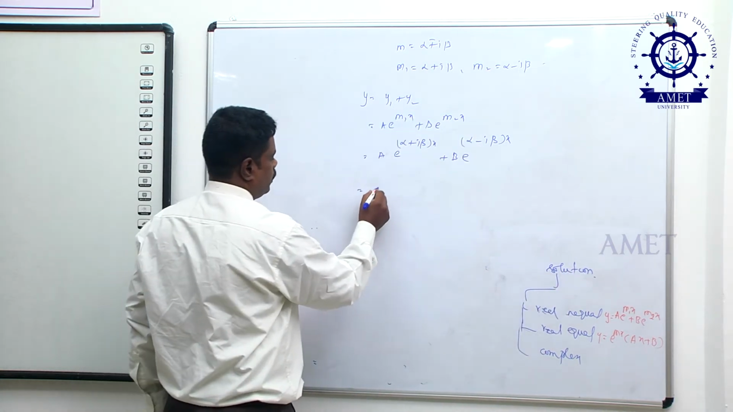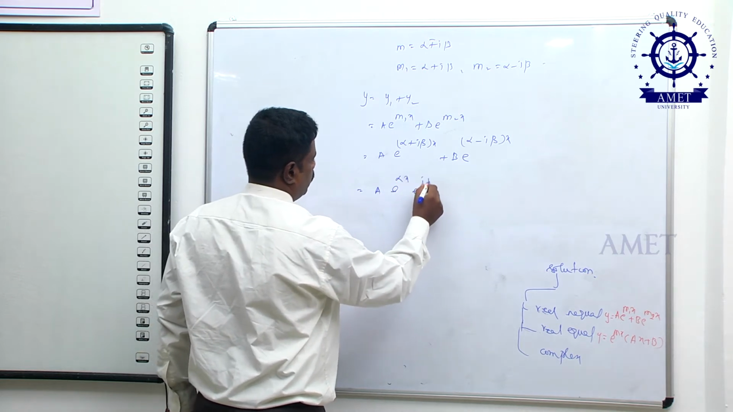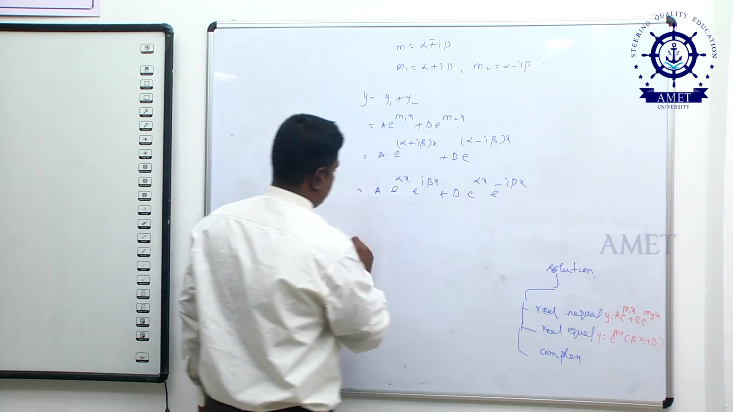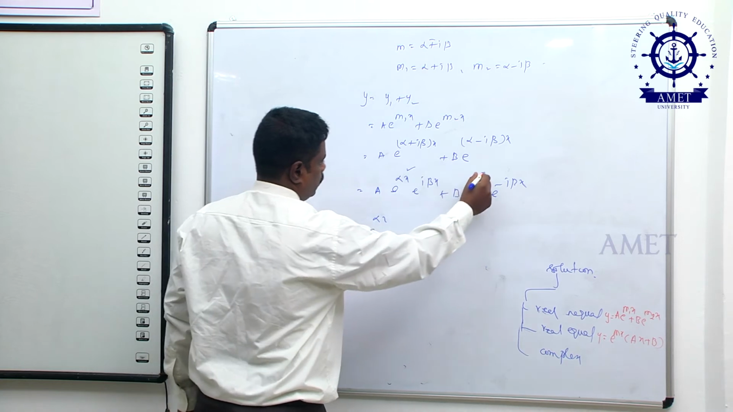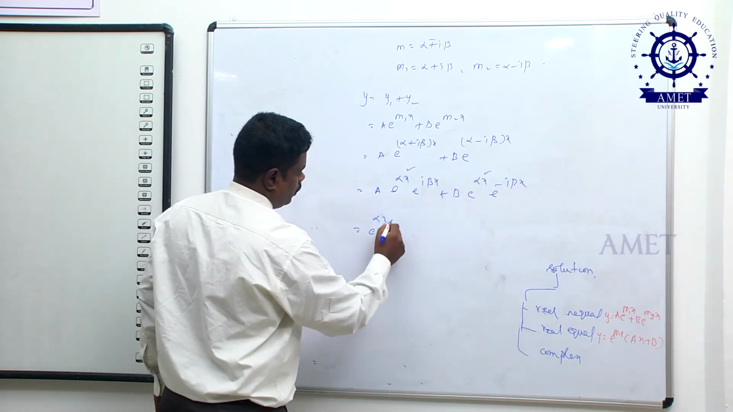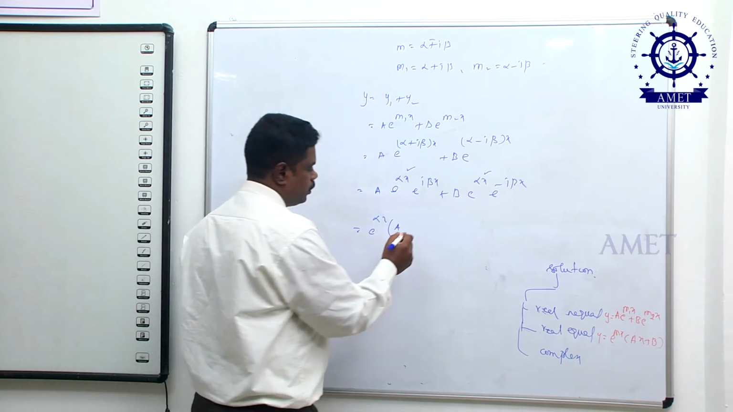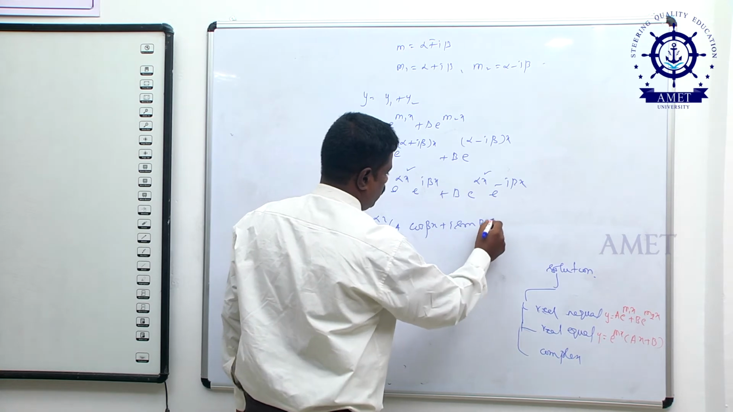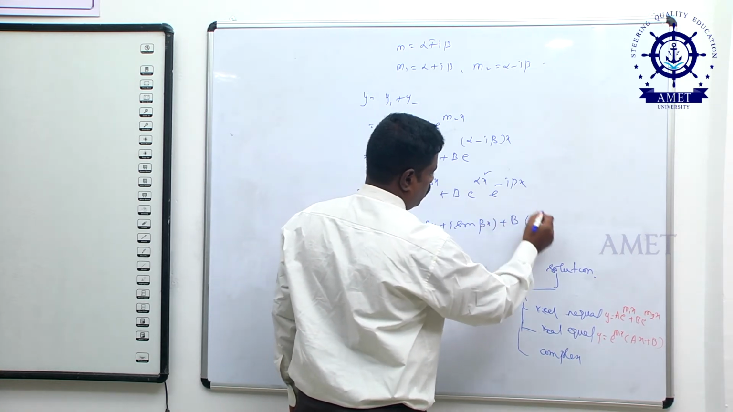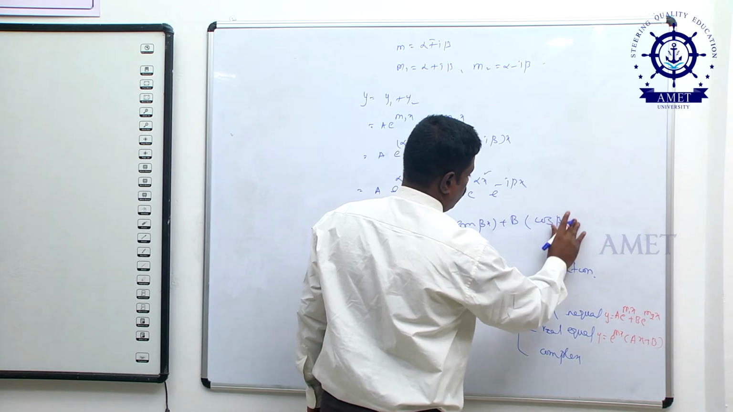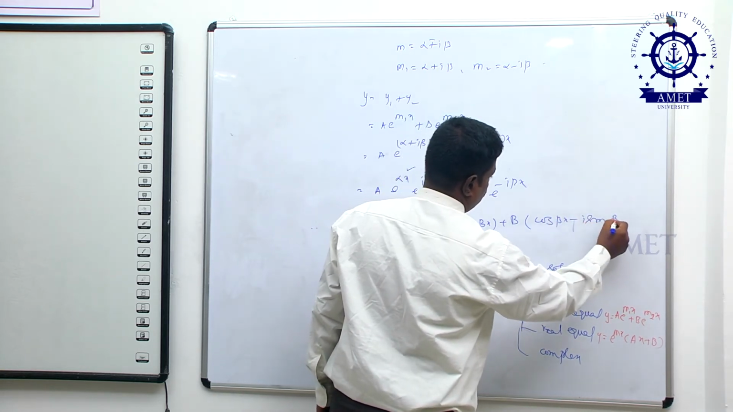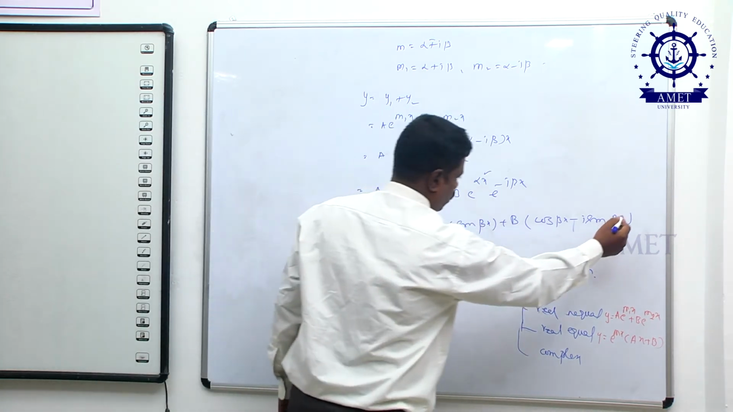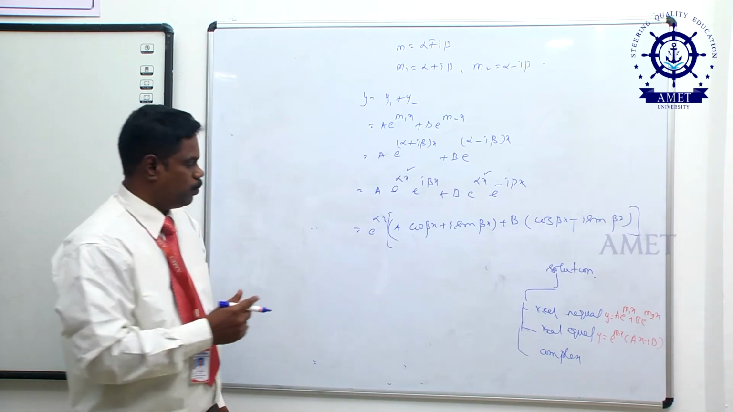e power alpha x into e power i beta x, plus b into e power alpha x into e power minus i beta x. So e power alpha x we take outside. Then a into e power i beta x we can write as cos beta x plus i sin beta x, plus b into cos beta x minus i sin beta x. The alpha x is common to both expressions.